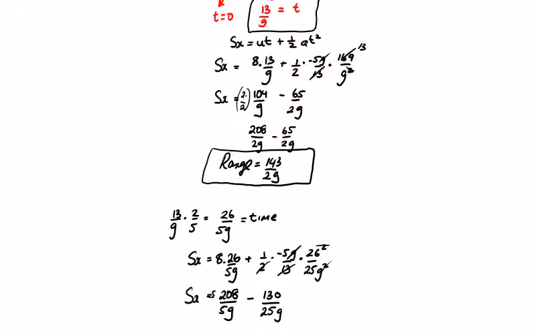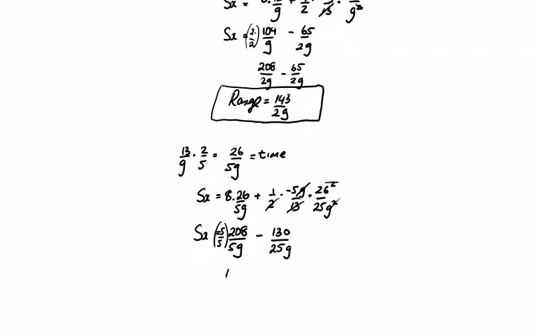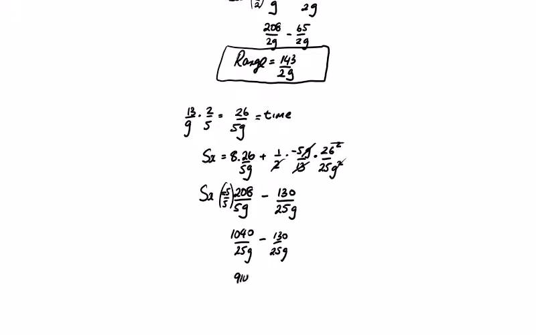So if I multiply top and bottom by 5 here, I'm going to get 1040 over 25g minus 130 over 25g, which is going to be equal to 910 over 25g. You can type this into a calculator. You can divide by 5 to get 182 over 5g. This works out to be 36.4, if I'm right, 36.4 over g.